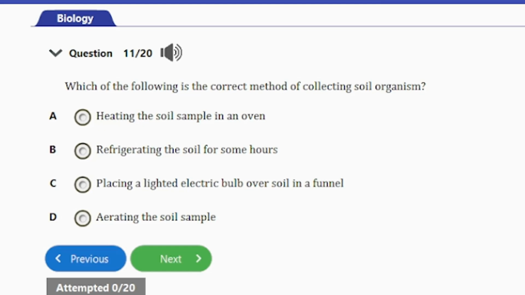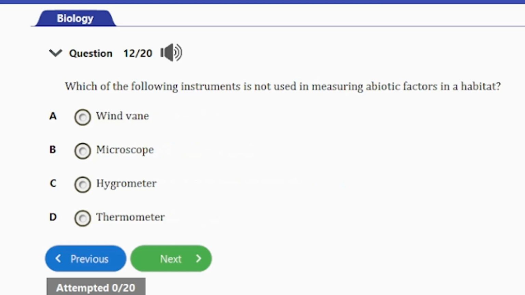Question number 11. It says, which of the following is the correct method of collecting soil organisms? A, heating the soil sample in an oven. B, refrigerating the soil for hours. C, placing a lighted electric bulb over soil in a funnel. And D, aerating the soil sample. The correct answer to this question is option C, placing a lighted electric bulb over the soil in a funnel. This method is known as the Tullgren funnel method. The heat from the bulb will dry the soil, causing the organisms to move downward and eventually fall into a collecting jar placed beneath the funnel. So that's it for that question. Let's consider the next question.